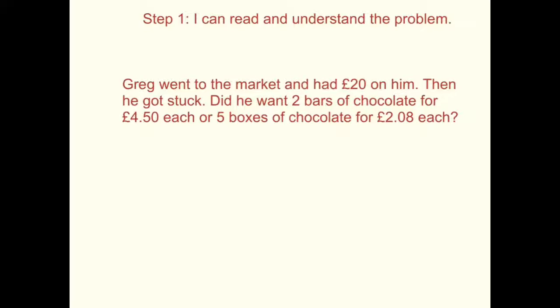So when you're faced with a reasoning problem such as this, we need to highlight what key information there is. So we know first of all that he had £20 on him. Then he got a little bit stuck in this shop and he wanted to know whether there were 2 bars of chocolate for £4.50 each, or 5 boxes of chocolate for £2.08 each. Which one of those was better value for money? So we know straight away that maybe there's going to be a little bit of adding in there, we might have to multiply, and there's also going to be some subtracting to find out how much change Greg has left over for each item.